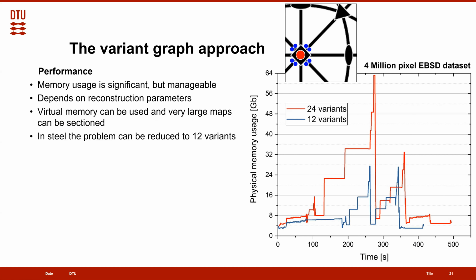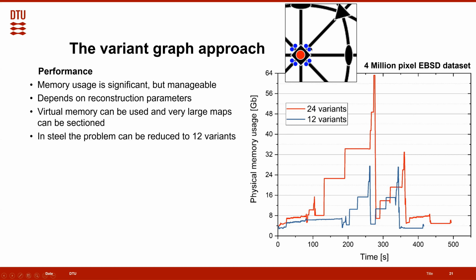There's one last thing that we introduced: in steel, where we have those 24 variants, we can reduce this problem quite confidently to 12 variants and still get a very good reconstruction. This can either be done with a small option that we can include, or we can also just use the Nishiyama-Wasserman orientation relationship, which by nature only has 12 variants.